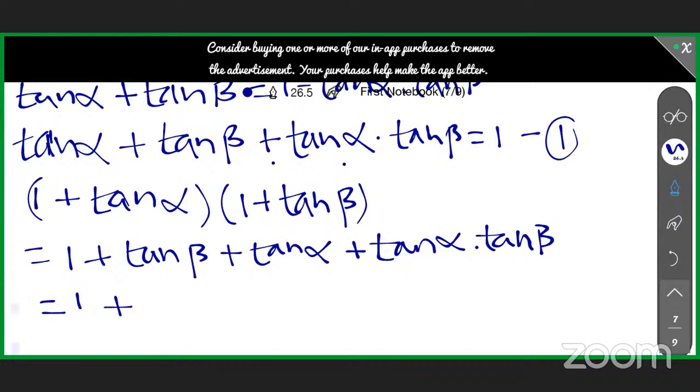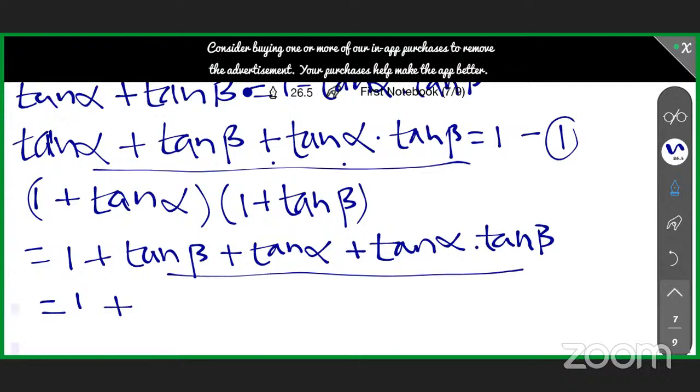I'll put that value here. See, I'm getting the same thing here: tan alpha plus tan beta plus tan alpha into tan beta. The value is how much? 1. So 1 plus 1 is equal to 2. So the value of (1 plus tan alpha) into (1 plus tan beta) is equal to 2.